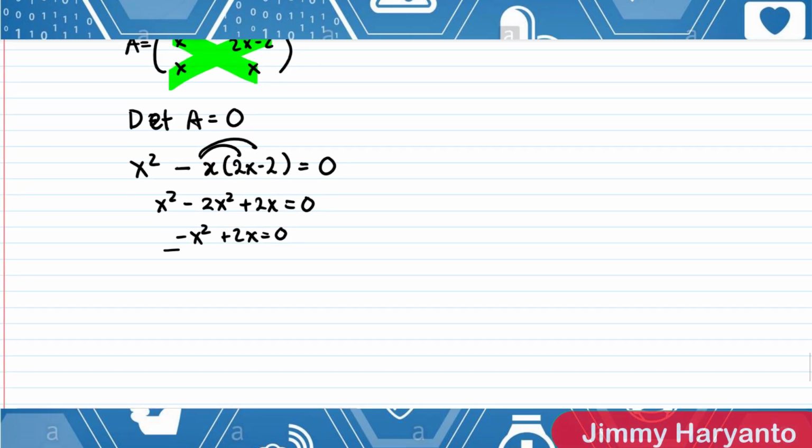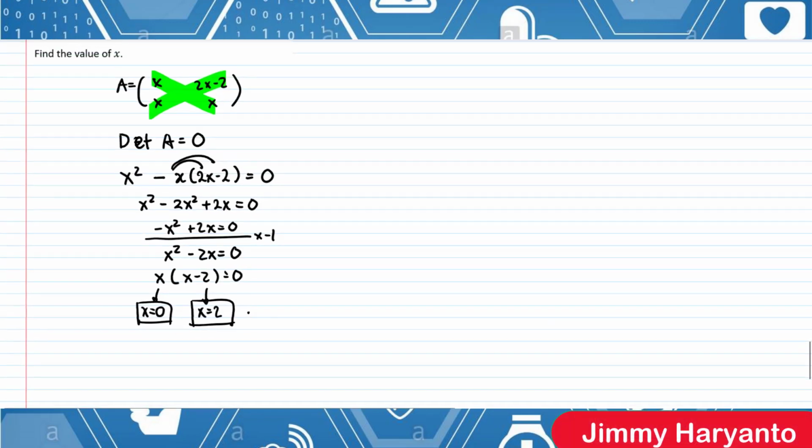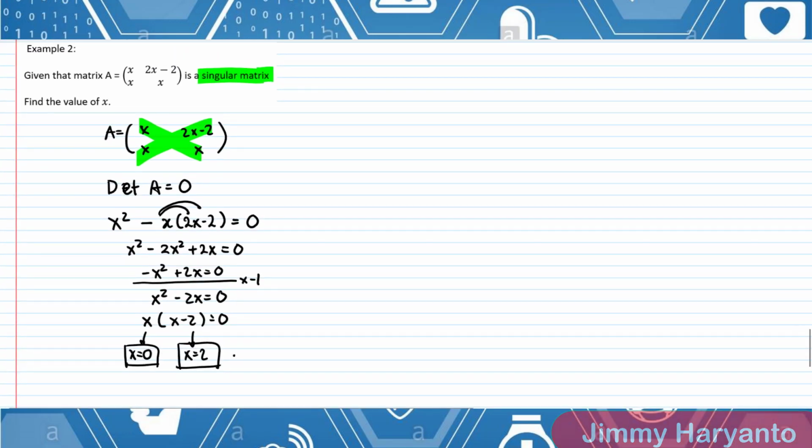Maybe you want to make the x squared positive, so you will get good numbers for factorization. So to factorize, you only have to factorize x times x minus 2 equals 0. After that, you will get x equals 0 or x equals 2. There you go. This is how you find the x using singular matrix as a clue.